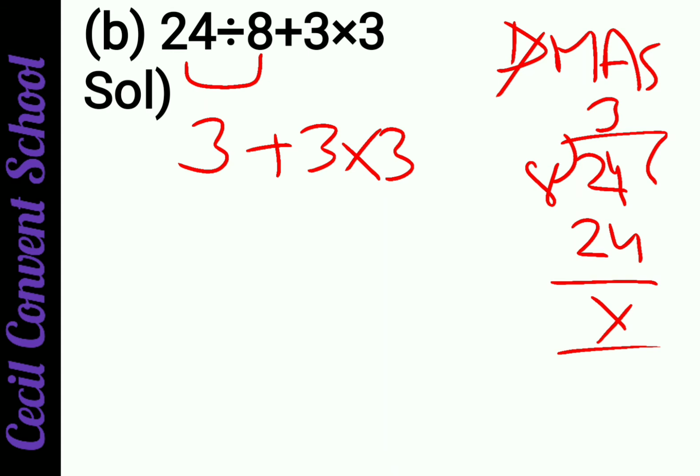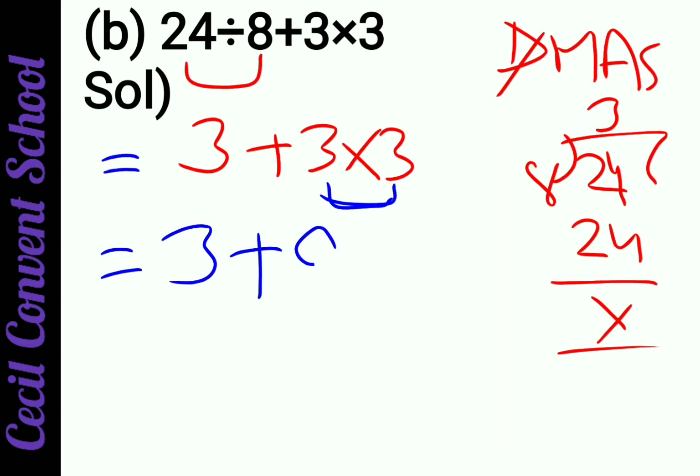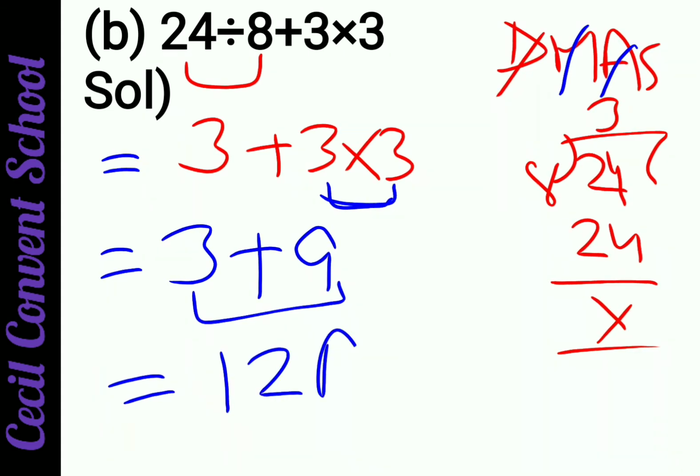Clear? Now after D, what is given? M. So students, we will multiply them, and we put an arrow between these two numbers. Clear? So 3 plus 3 into 3: 3 into 3 comes 9. So we will write 9 here. Now after multiplication, what is given? Addition. So we will add them. So 3 plus 9, we will put an arrow on these two numbers and then we will add them. 3 plus 9 is 12. So the answer is 12.